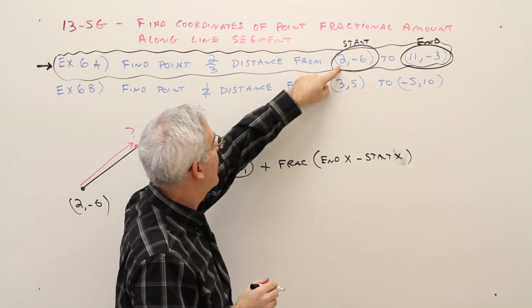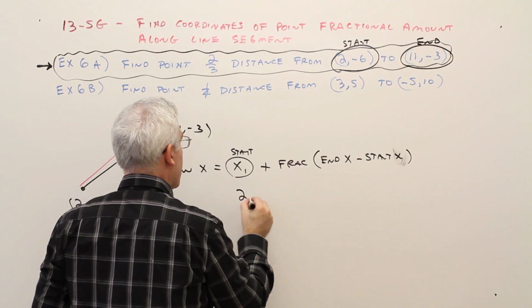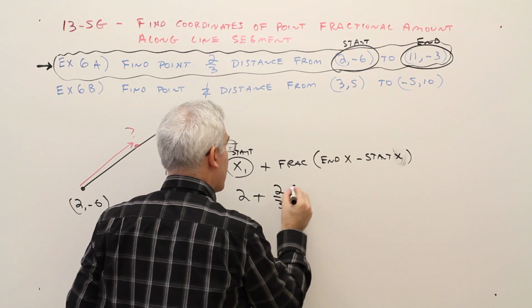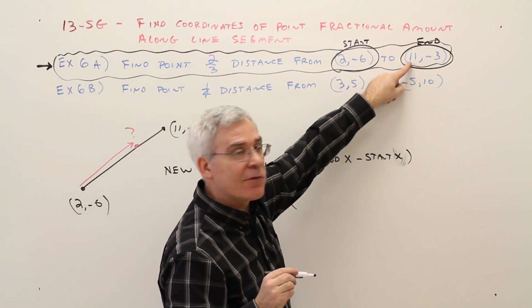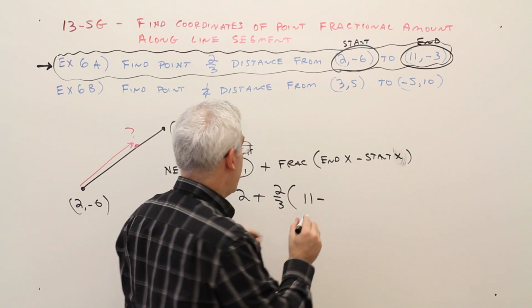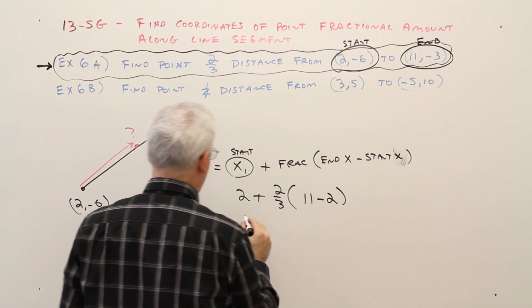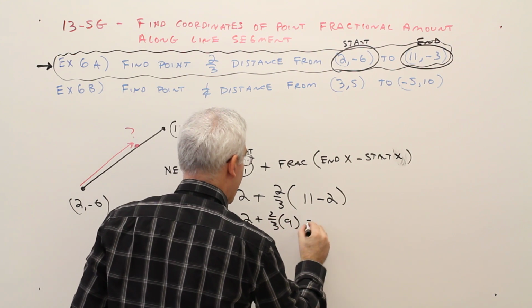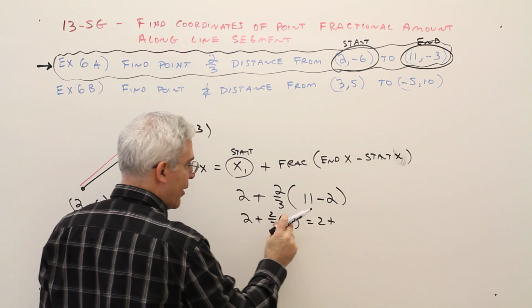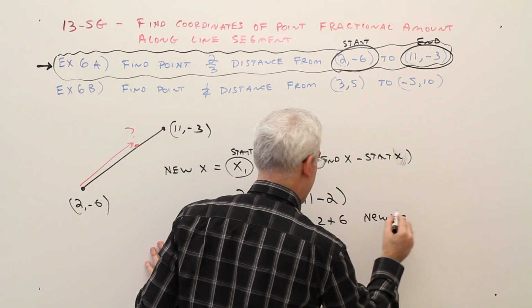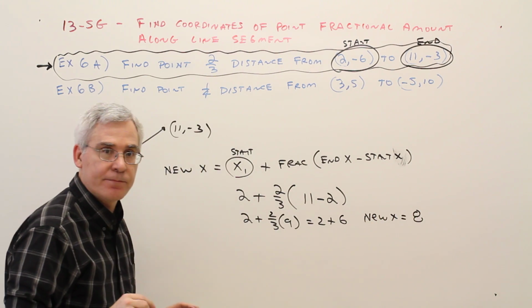All right, so let's see here. I'm starting with an x coordinate of 2. My fractional amount is 2/3. The ending x is 11. The starting x is 2. Okay, so it'll be 2 plus 2/3 times 9, 2 plus 6. So my new x will be 8.